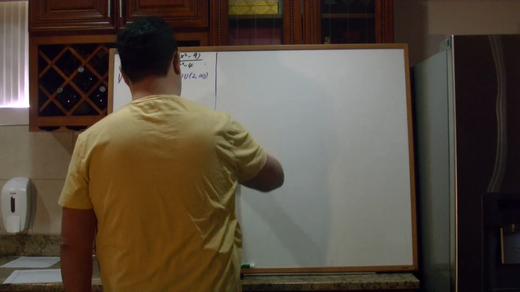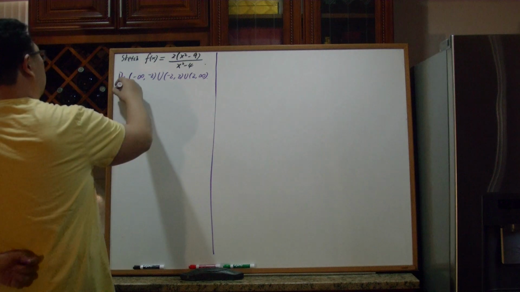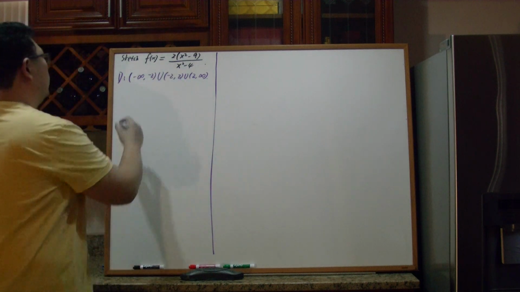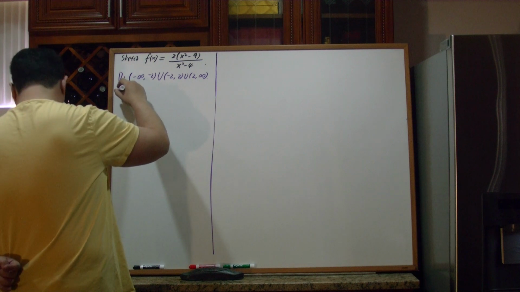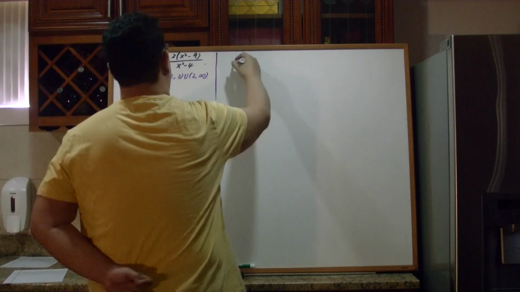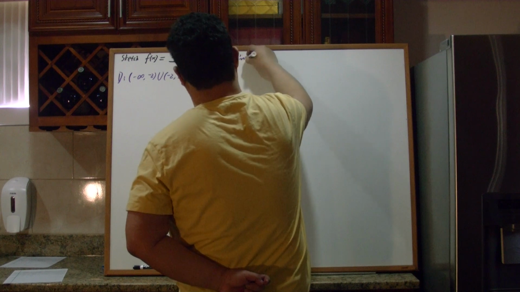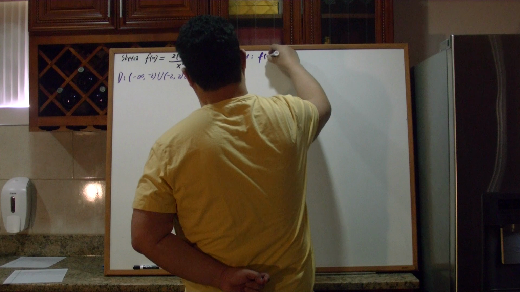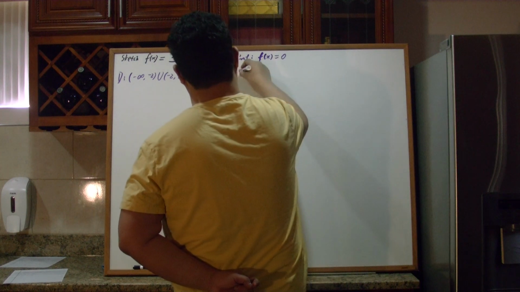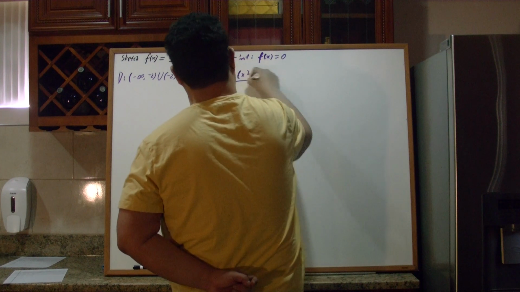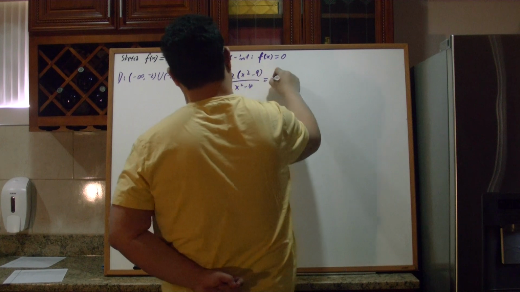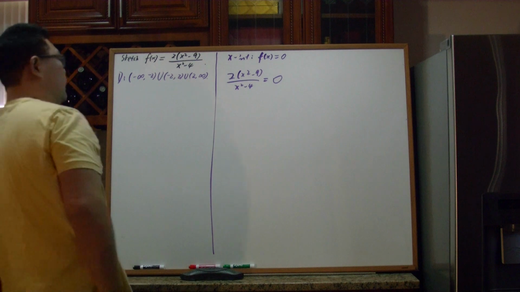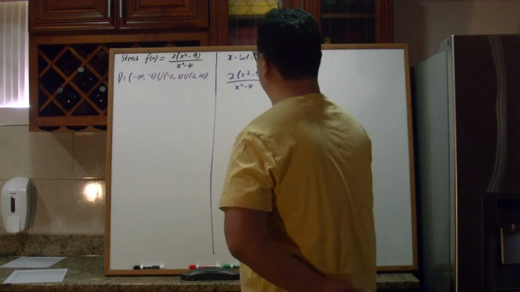Right, that's for sure. Then what we need, the second step, is the x-intercept. So for the x-intercept, let f of x equal 0. I'll write the steps on the right side and the conclusion on the left side to be accurate.